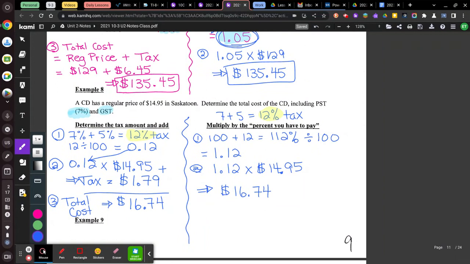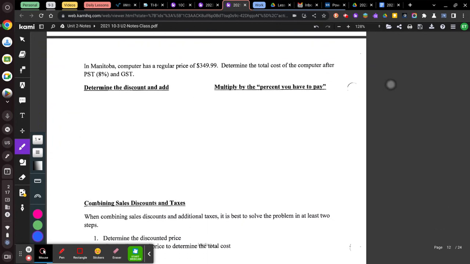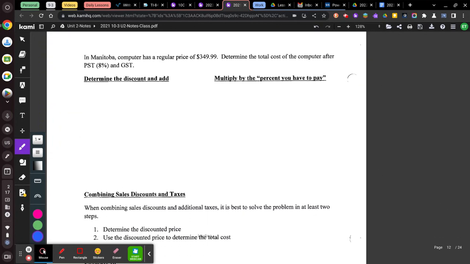All right, turn your page. Everybody get that stuff written down? Yeah? Okie dokie. All right, now we're in Manitoba. This guy, they even charge more for tax in Manitoba. They charge 8%. So now my tax is going to be 8% plus 5%, which is going to be 13% tax in Manitoba.